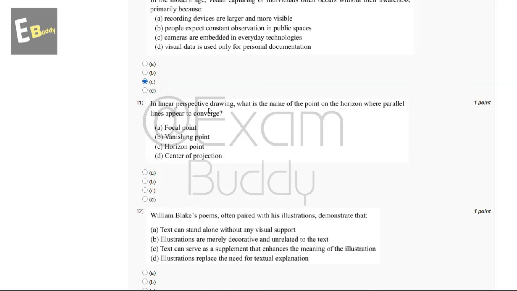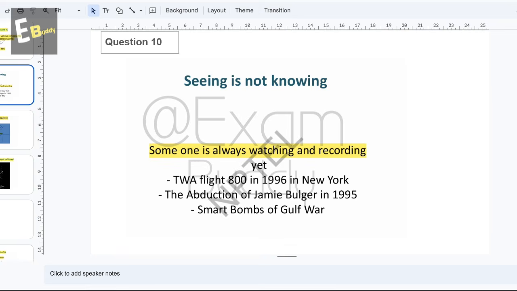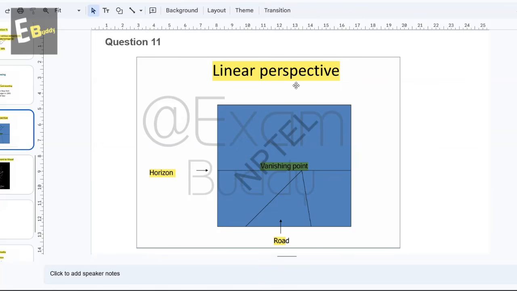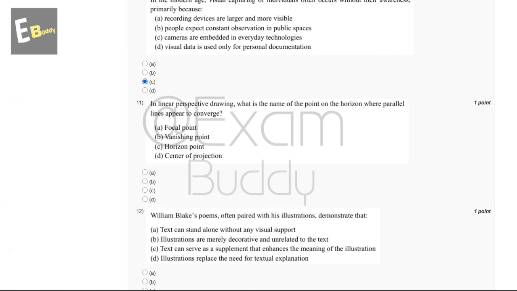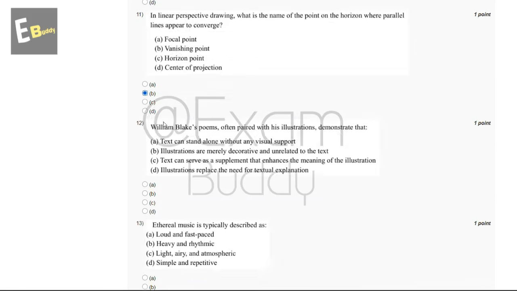In linear perspective drawing, what is the name of the point on the horizon where parallel lines appear to converge? So these are the options, and now let's check the explanation. So explanation says linear perspective, horizon, vanishing point, road. So the answer of our 11th question is B. Vanishing point. And now let's go to our question number 12.